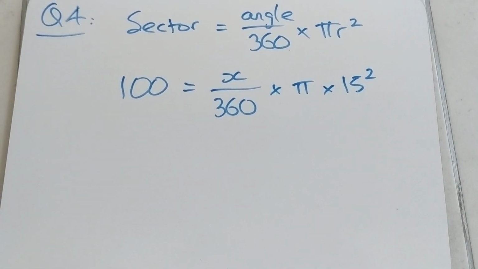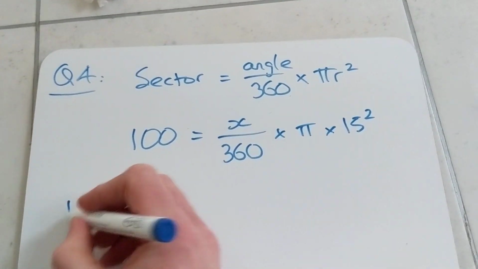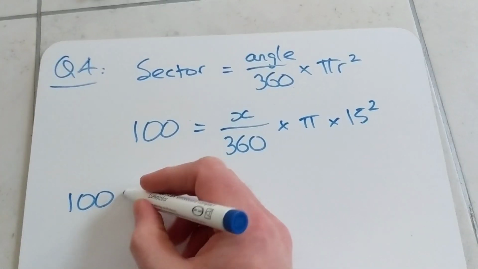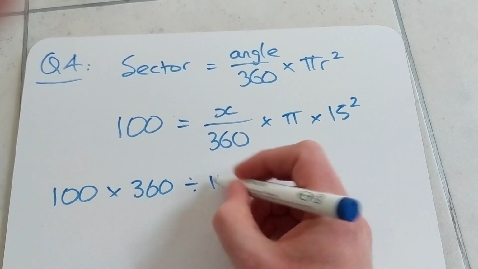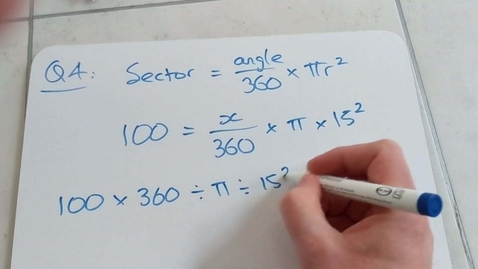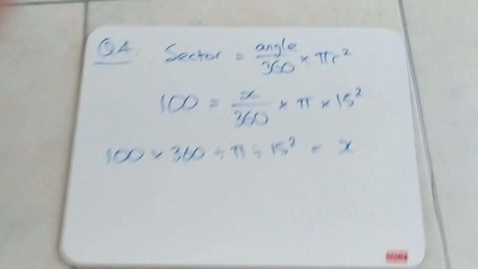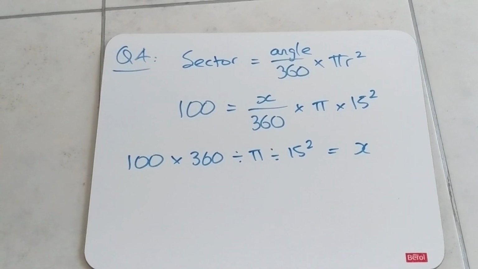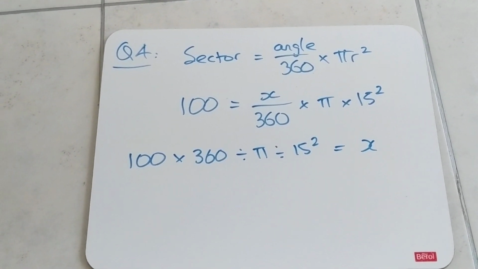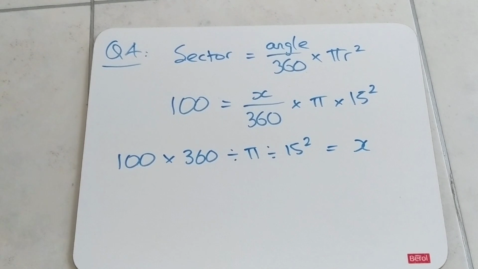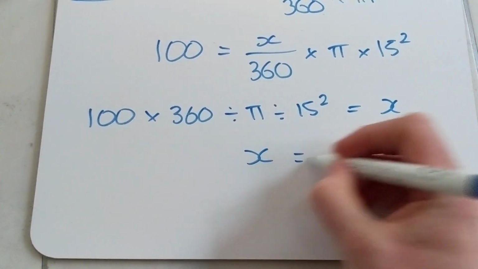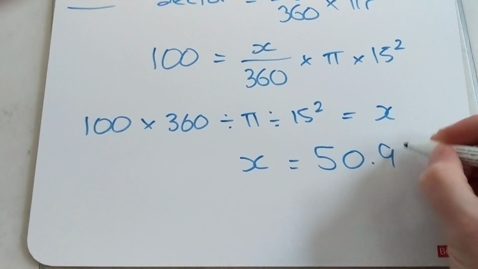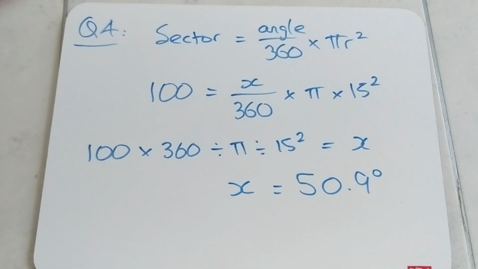Now we just want to get x on its own. I'm going to keep my 100, I'm going to times that by 360 over to the other side, and I'm going to divide the other stuff over, and so I get x on its own. When you've got all that, you just put that calculation into your calculator, and it would give you an answer for x of 50.9 degrees. 51 degrees would be fine.